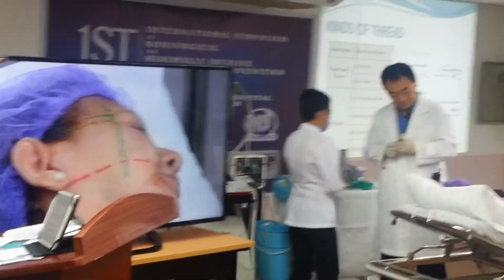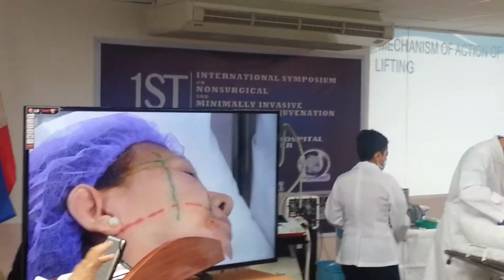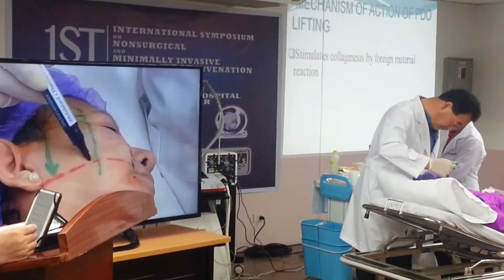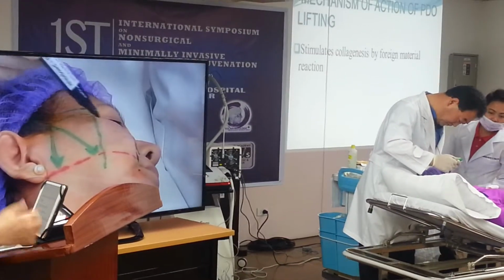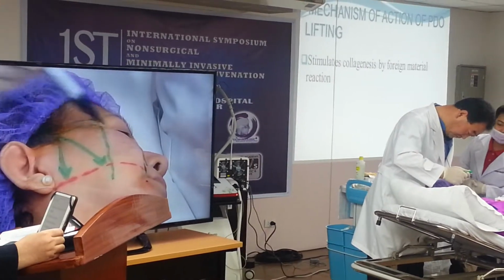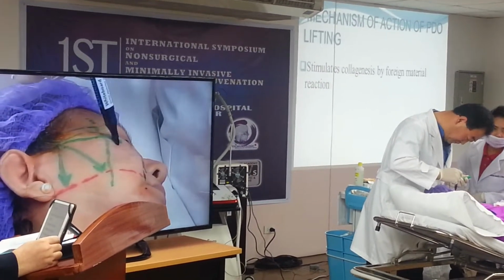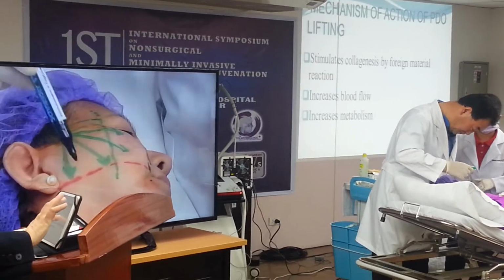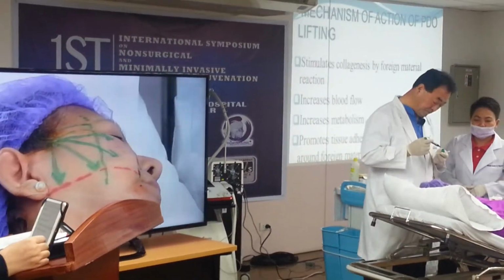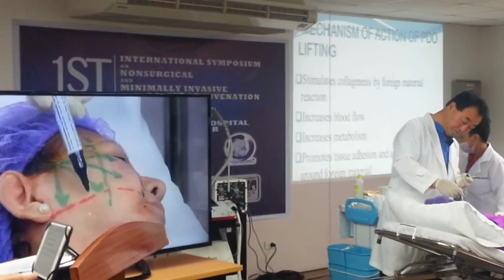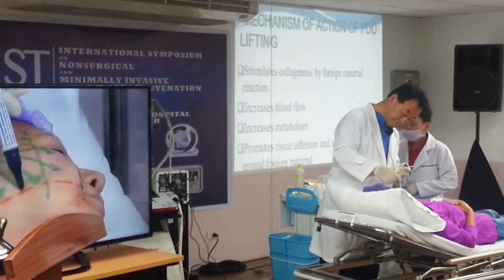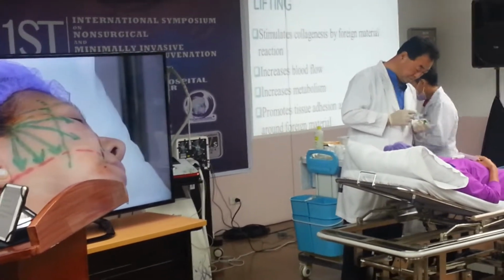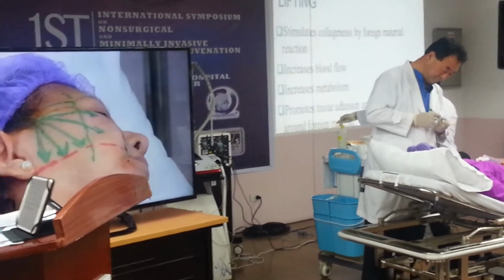Now, what's the mechanism of action? Next slide, please. It stimulates collagenesis, as I've said earlier, because it's a foreign material. Because of the foreign material reaction, it increases blood flow. It also increases metabolism. It promotes tissue adhesion around the foreign material. What Dr. Kim just drew now are the borders where he intends to put the thread and the direction that he wants to put it.